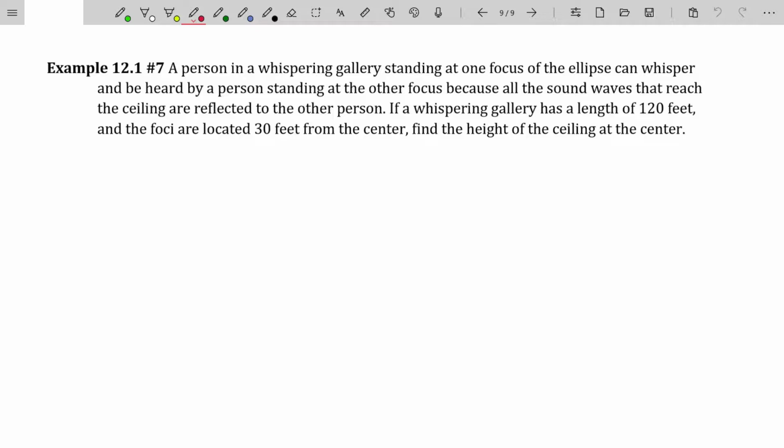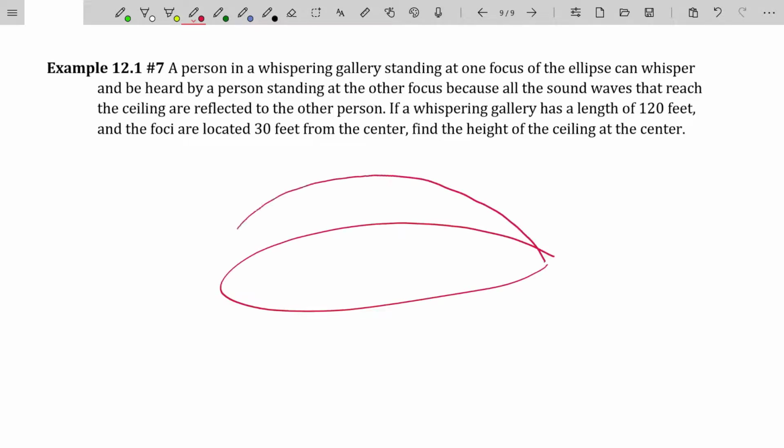It's really awesome. Anyway, a person in a whispering gallery standing at one focus of the ellipse can whisper and be heard by a person standing at the other focus because all the sound waves that reach the ceiling are reflected to the other person. Now, terrible artist, but let's just pretend you're in this elliptical or ellipsoid chamber and you're standing at a focus and your friend is standing at a focus.